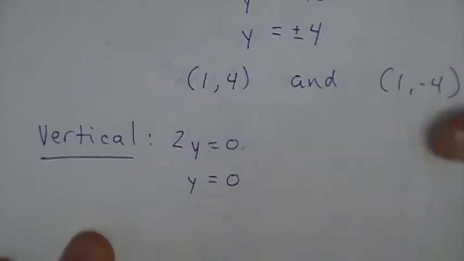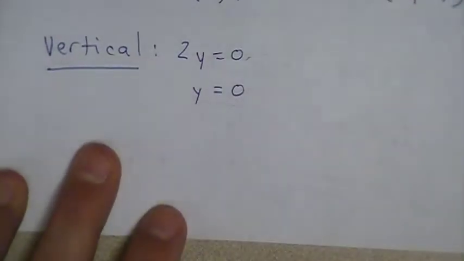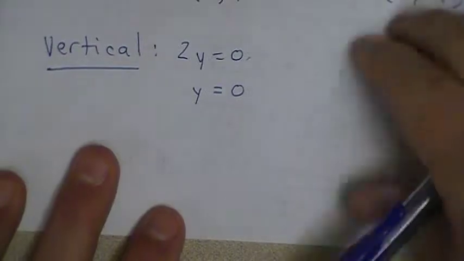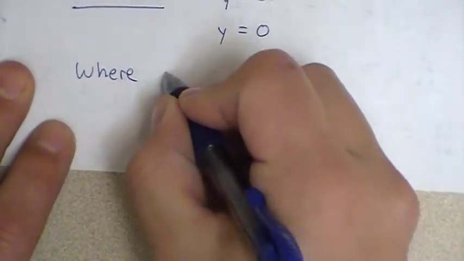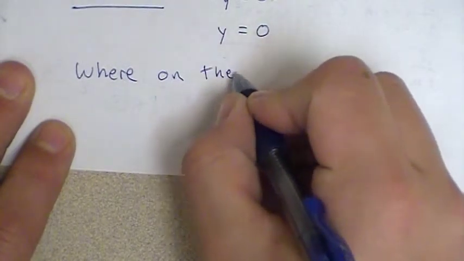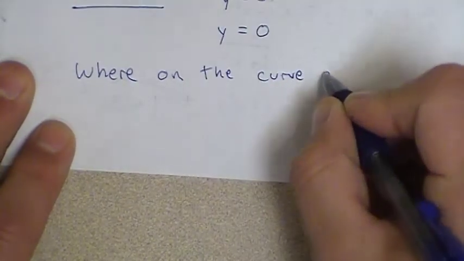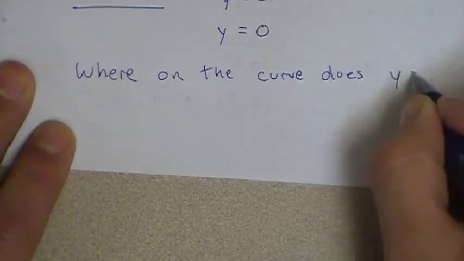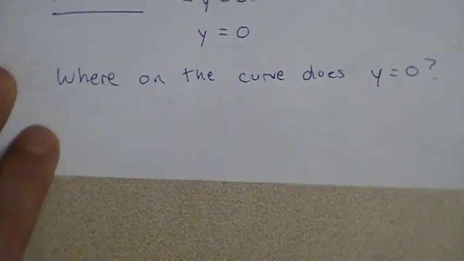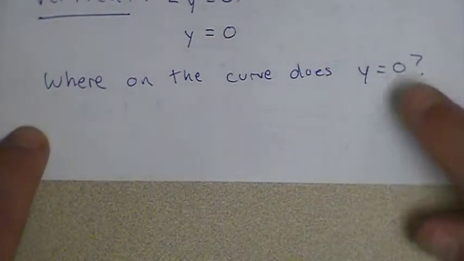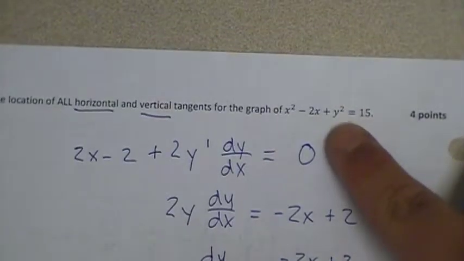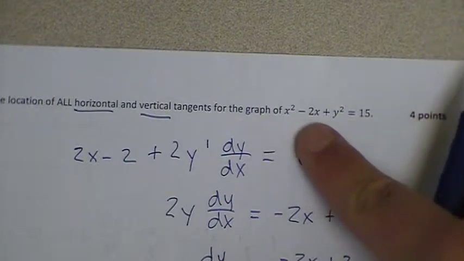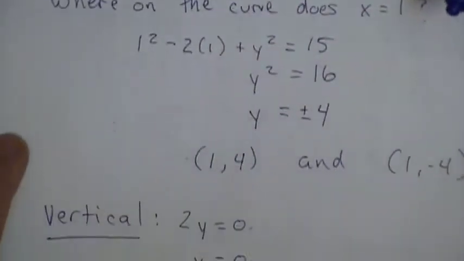But just like we did when we found where we had horizontal tangents, we don't know where on the curve y is equal to 0. So now we have to answer that question. So where on the curve does y equal 0? So I'm taking 0 for y, and I'm going to have to plug it back into the original relation in place of y and figure out what value or values of x makes that true.